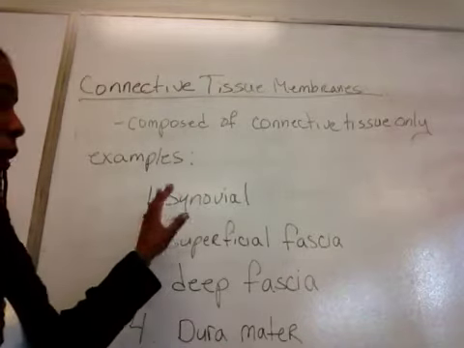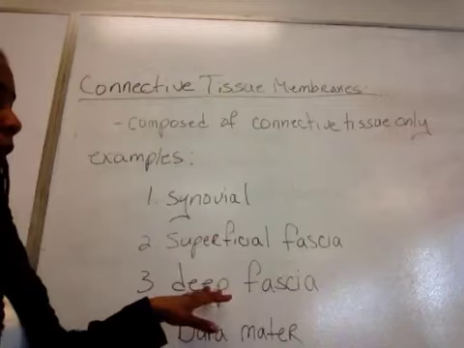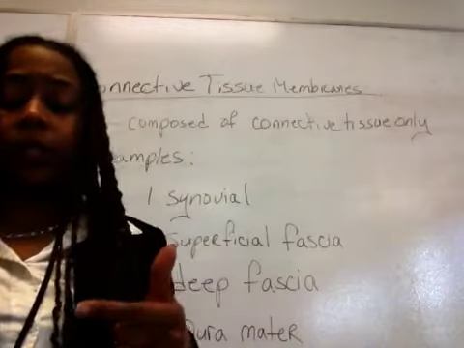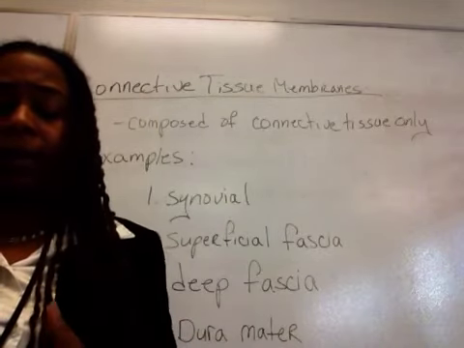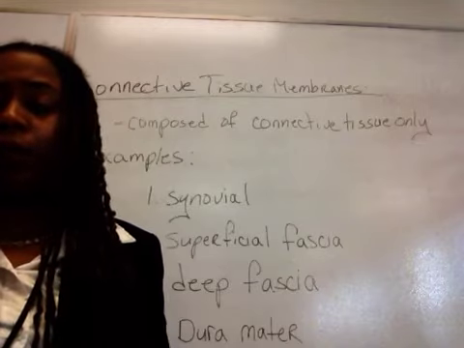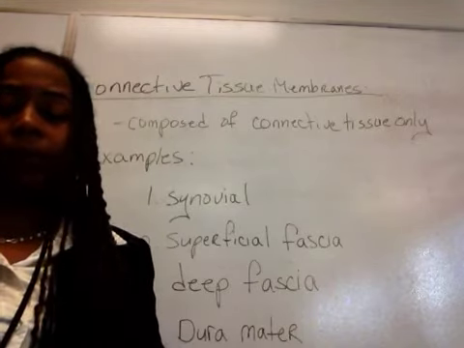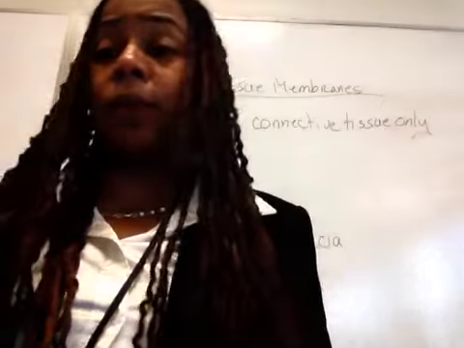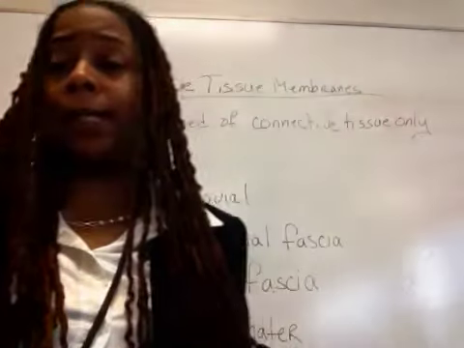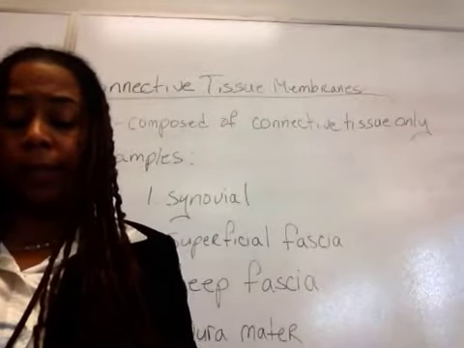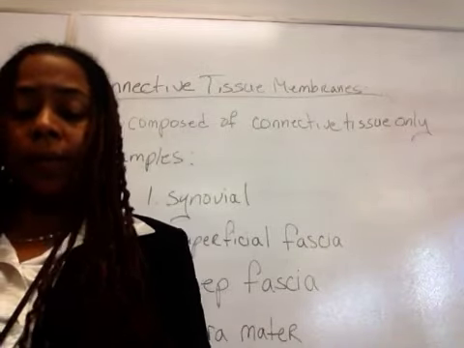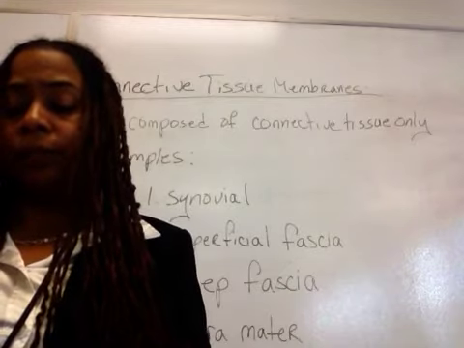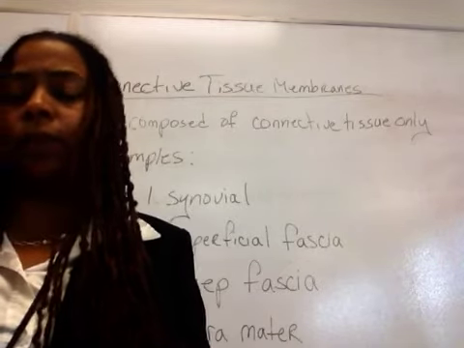And examples include synovial membrane, superficial fascia, deep fascia, and dura mater. The synovial membranes are the membranes that line our joint cavities. They are the membranes that allow those joints to move freely. Those synovial membranes secrete a fluid. That synovial fluid helps lubricate the joints. Synovial membranes are composed of dense white fibrous connective tissue bound to elastic connective tissue, and adipose connective tissue.